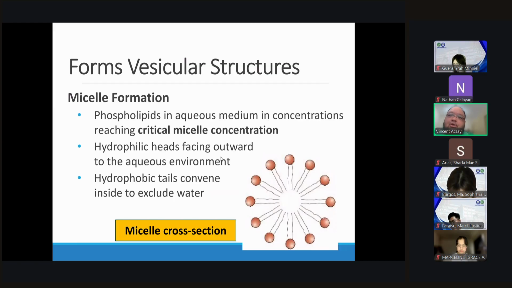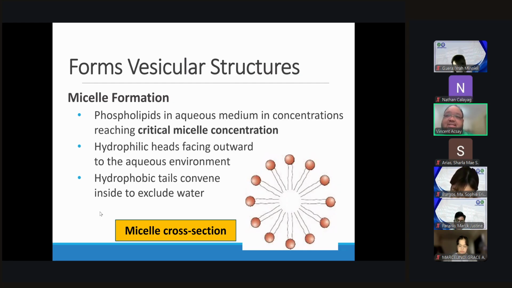So the first example of your vesicular structure is the formation of micelles. Your phospholipids in aqueous medium are able to form micelles once they reach critical micelle concentration. They will form this with their hydrophilic heads facing outward towards the aqueous environment and their tails hidden inside to exclude water. So this is a cross-section of your micelle. The heads interact outside, which is an aqueous region, and the tails are inside, hidden away from the aqueous region.